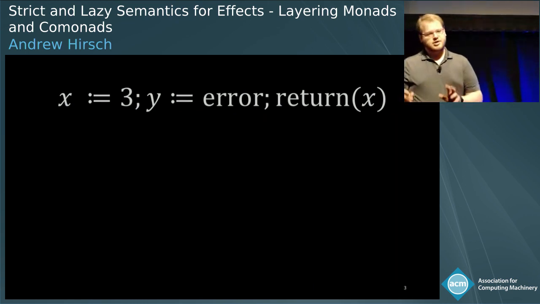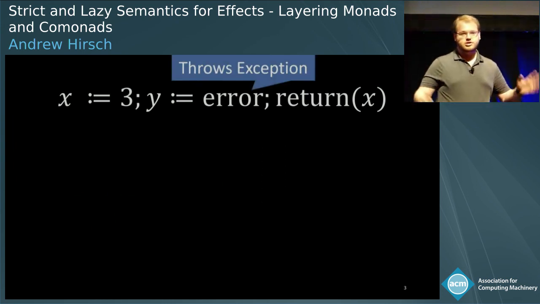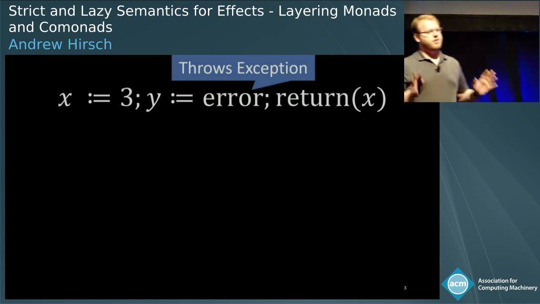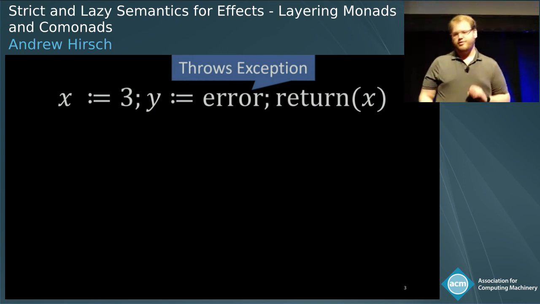Well, I want to think about this program as a program with two effects. The first effect is that it throws exceptions. This is relatively easy to see. Almost everybody recognizes this as an easy-to-see effect. On the other hand, the other one is a little bit more subtle. So I want to turn to how we think about effects.